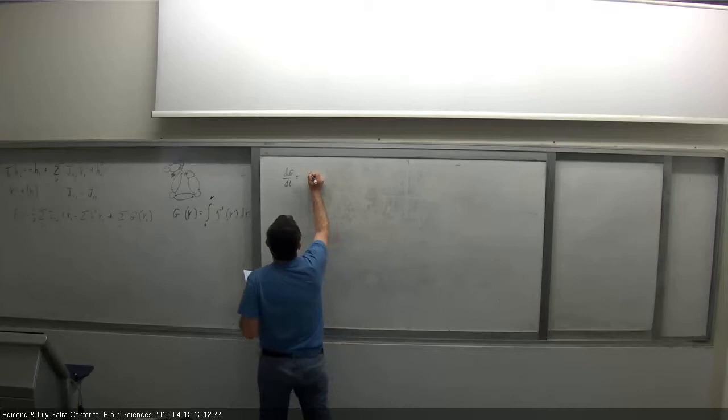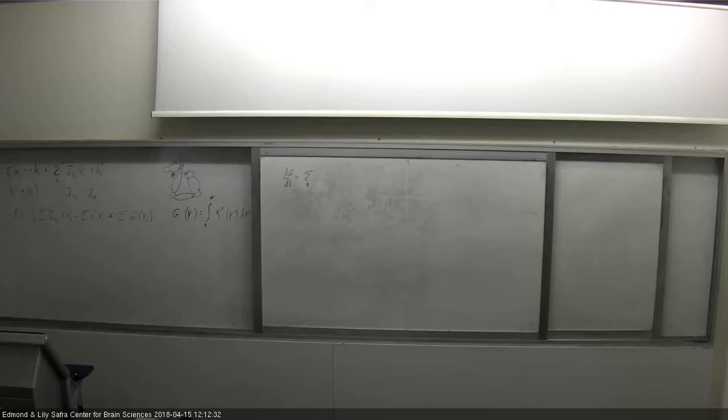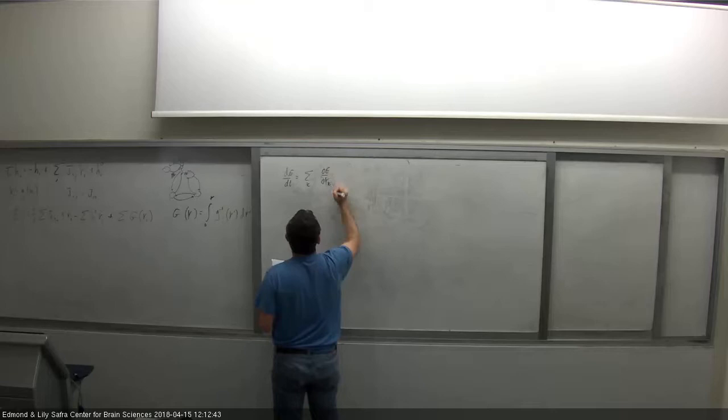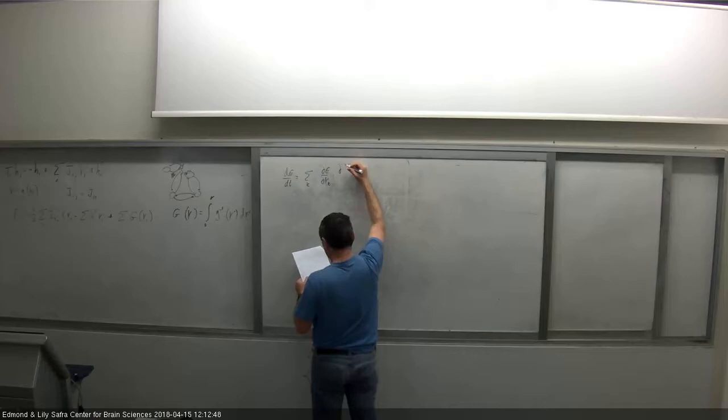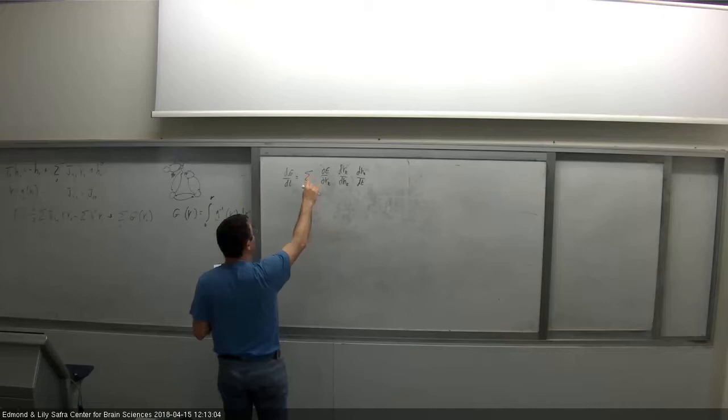So to compute the temporal derivative of E, we'll use a chain rule. So I will use the chain rule. We can write the temporal derivative of E as a sum over all r of dE dr, dr dh, dh dt.